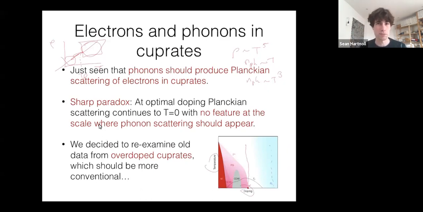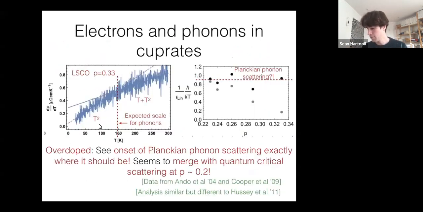Overdoped. Things are supposed to be more conventional there. And so let's see if there's a feature in the overdoped regime. Okay, and so this data existed. Both this is a nice paper by Ando and a nice paper by Cooper. This is Hussey.